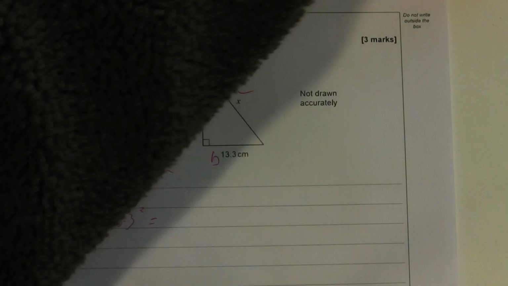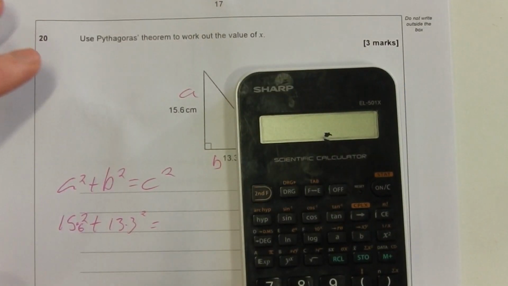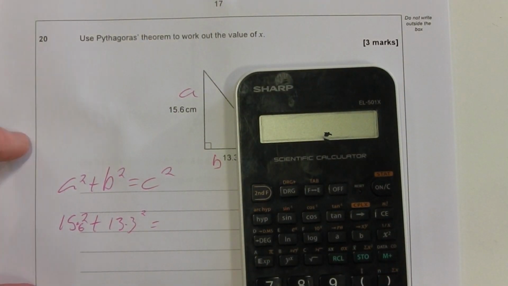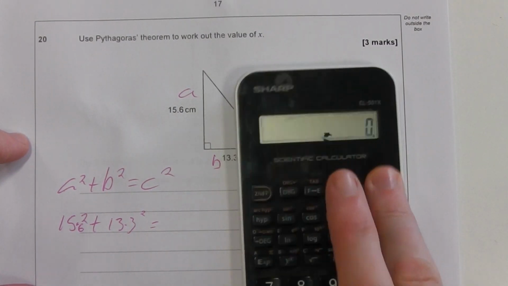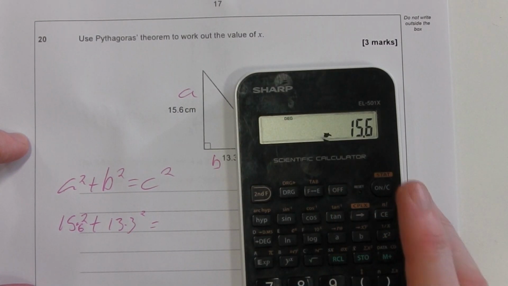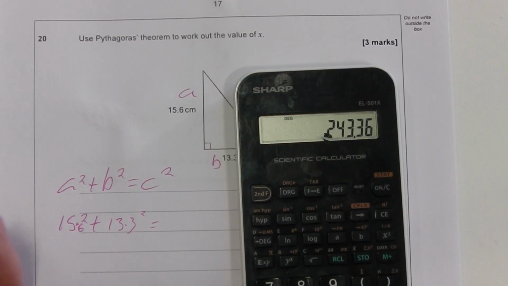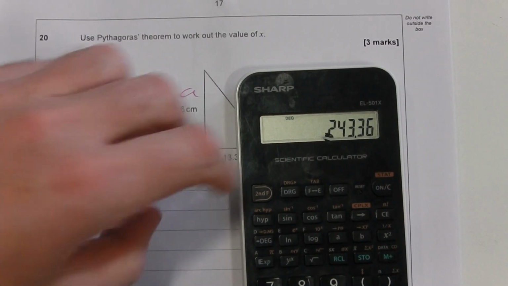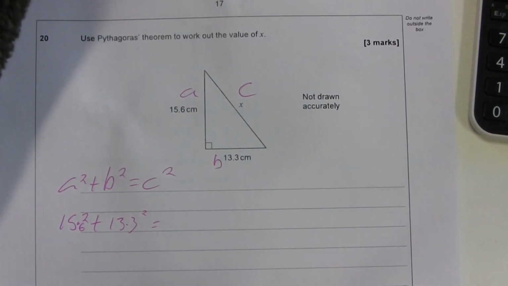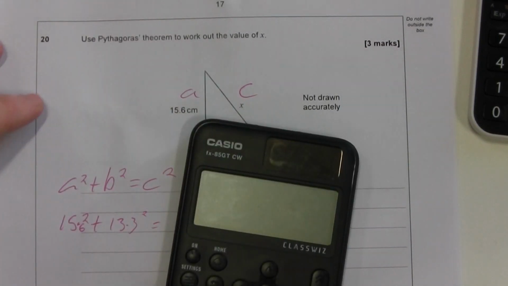Okay, now if you've been unlucky enough to pick up a sharp, you're going to have to work out each one individually. So 15.6 squared, hang on, always helps if you turn them on, 15.6 squared, and then work out that, then add them up, okay? Pain, but if that's the calculator you've got to live with it, okay?